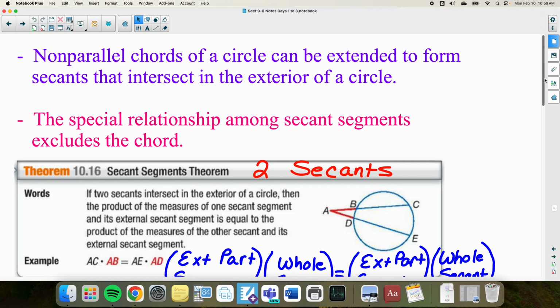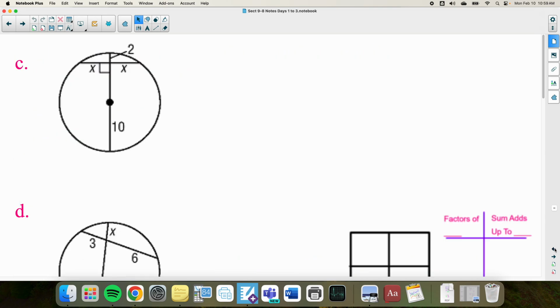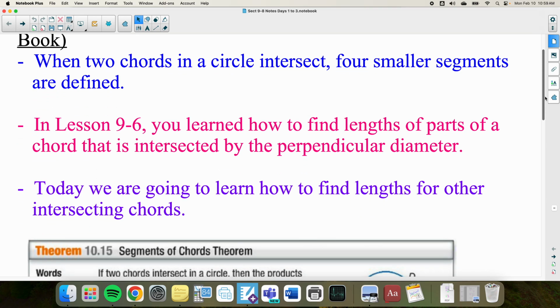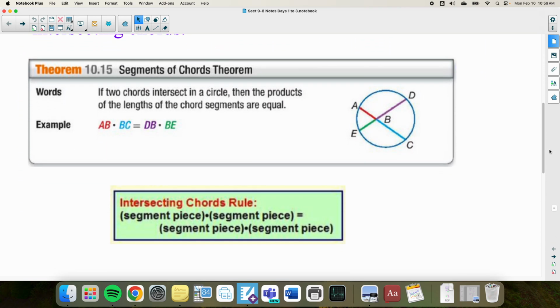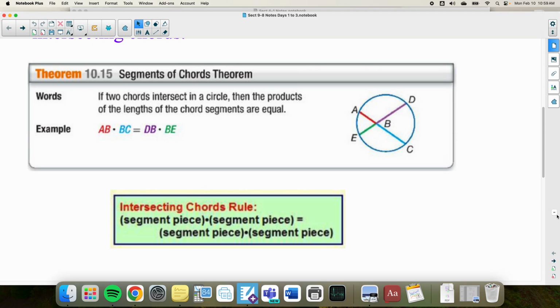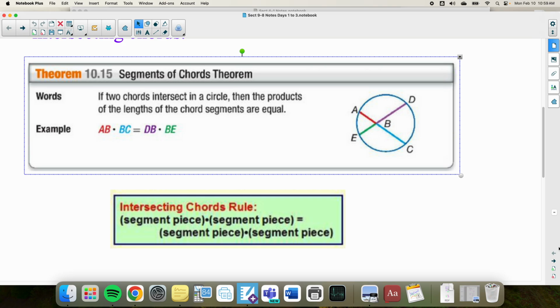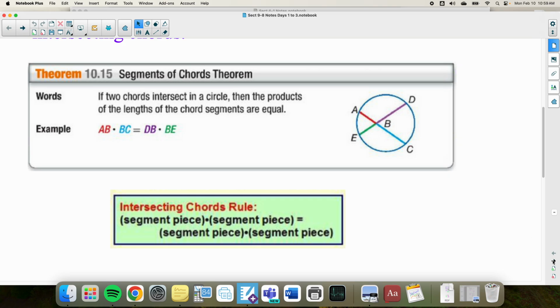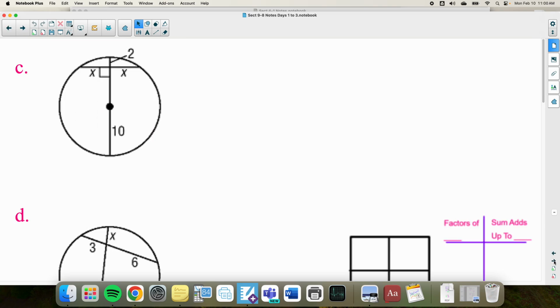Alright, so last week, we talked about having special segments in a circle. Last week, we always had 2 chords. If you remember, we would take the red piece of this chord times the blue piece, and that would equal the green piece times the purple piece. Sometimes it was just easy algebra, sometimes we had to factor, okay?